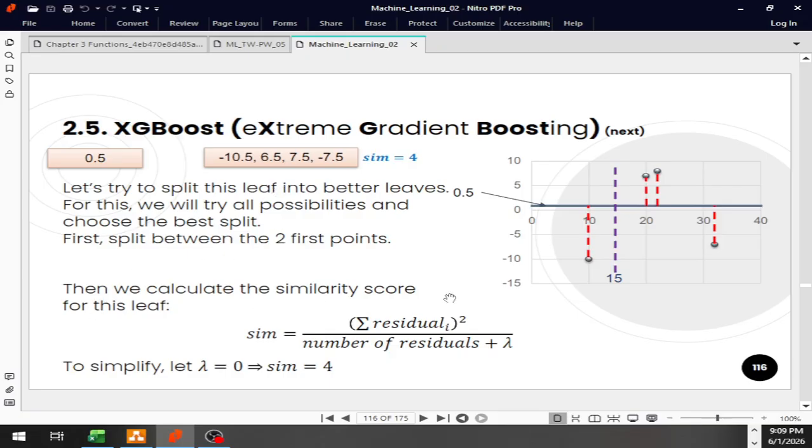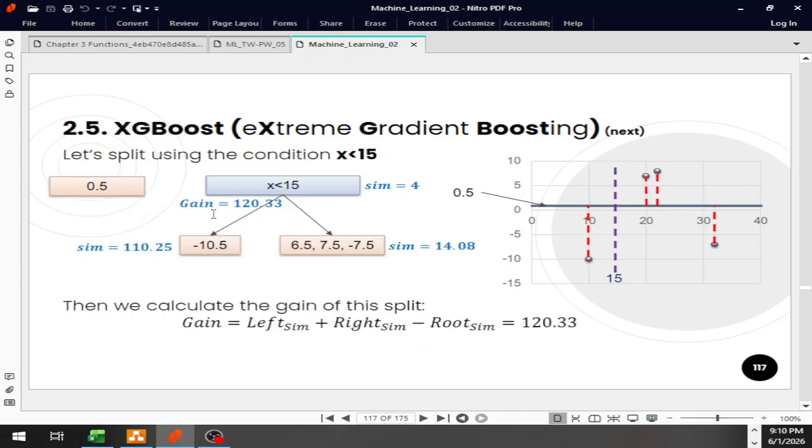So the similarity of this data equals 4, and it's very low since they are centered around the 0 axis. Now if we pick the division of our data, always the division is based on the x-axis.